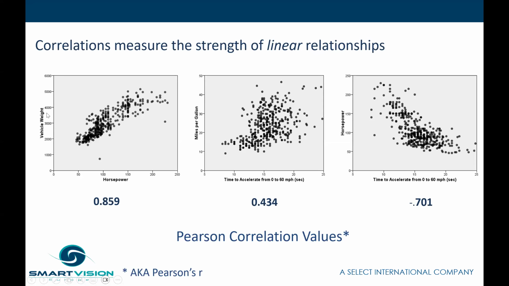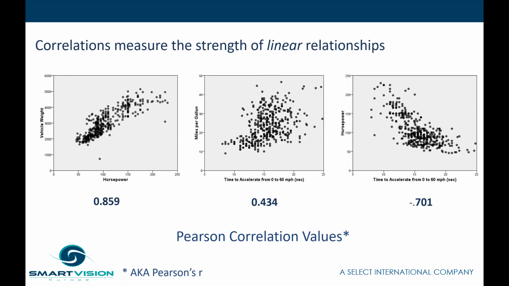So horsepower and vehicle weight are really quite strongly related to each other because they're quite close to 1. Look at that, it's quite close. Whereas time to accelerate from 0 to 60 and miles per gallon is weaker, but most people regard that as reasonably modest, modestly strong. 0.4 correlation. Once you get above 0.3, you're into the modest zone.